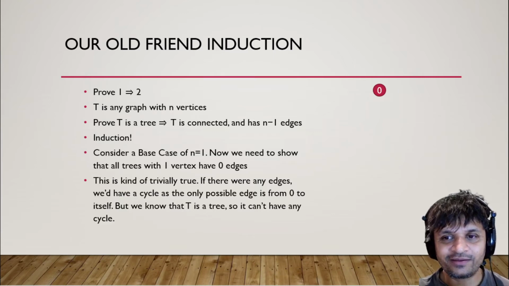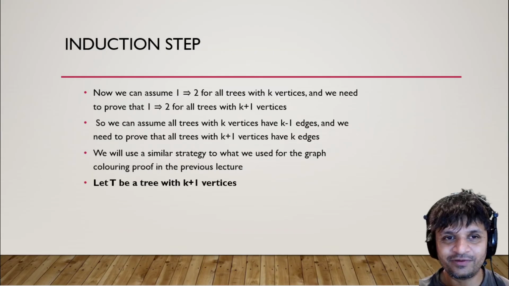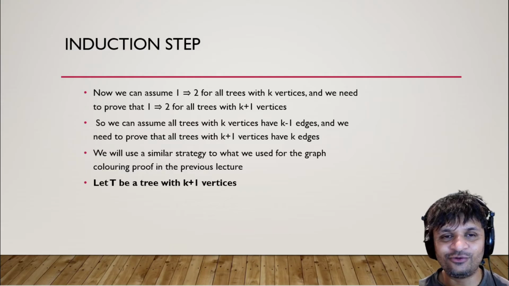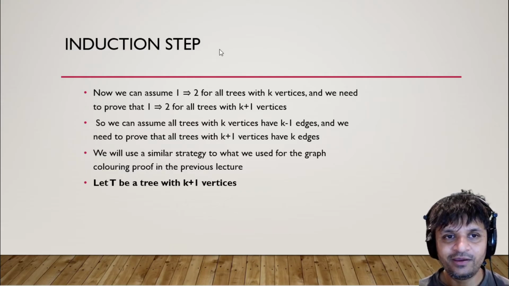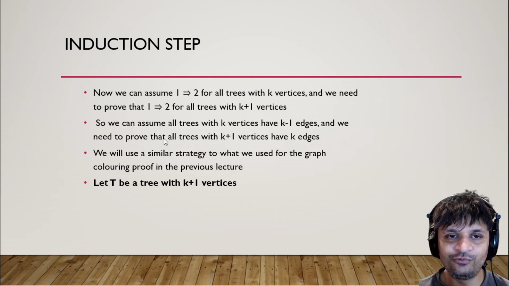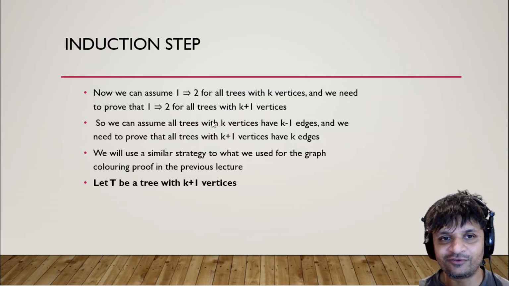The next thing we look at is the induction step, okay? And how the induction step works, same as it did in the previous proof, is we assume our statement is true for k, and then we want to use that to prove that it's true for k plus 1. Now in this case, that means we can assume that all trees with k vertices have k minus 1 edges, and we need to prove that all trees with k plus 1 vertices have k edges, right? Because that'll allow us to move the truth along by 1, right?